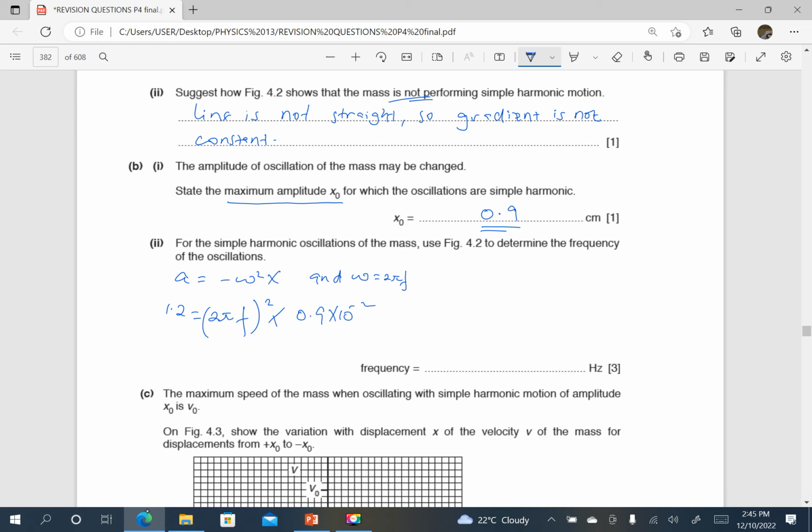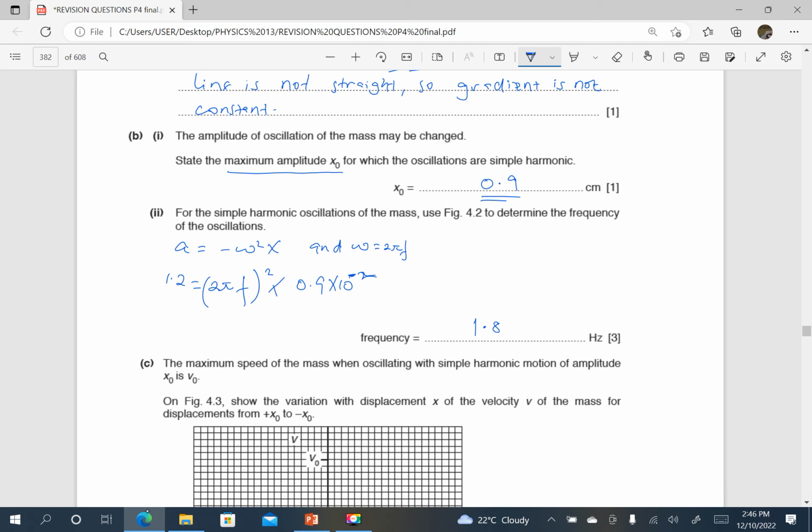So I'll divide both sides by 0.9 times 10 power negative 2. Then I find the square root. And then I divide by 2 pi. So this is giving me the frequency as 1.8 hertz. You can check by solving for f. Divide both sides, find the square root. So f is going to be the square root of 1.2 divided by 0.9 times 10 power negative 2, again divided by 2 pi.